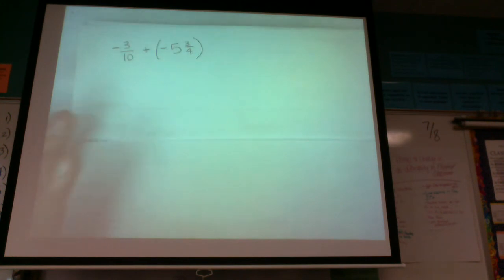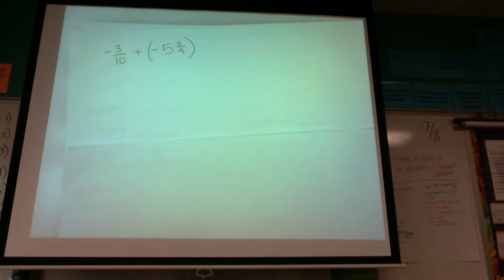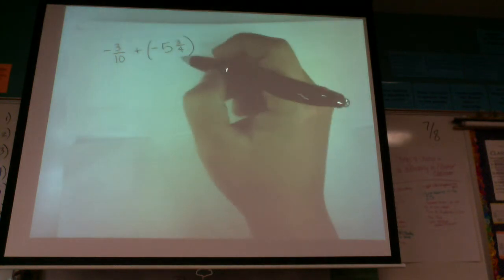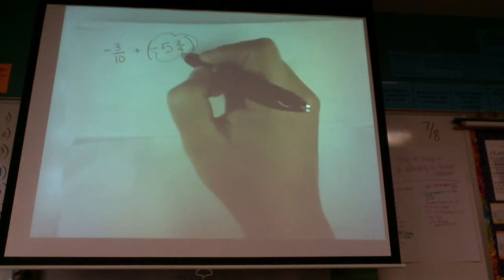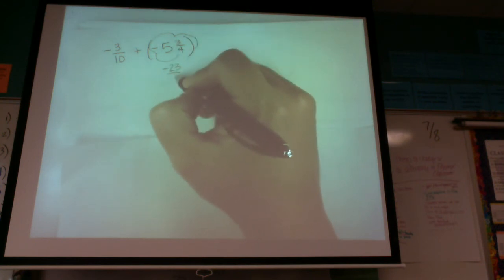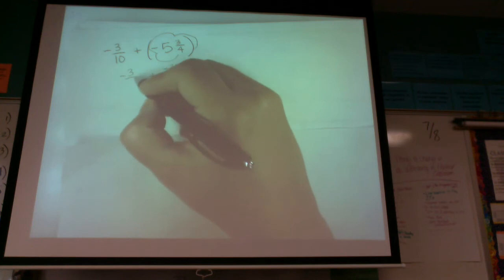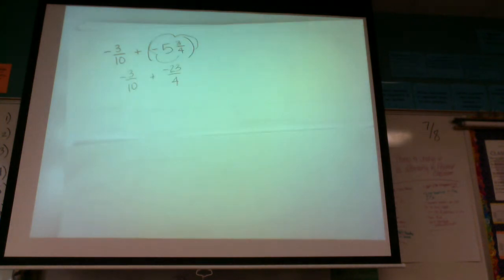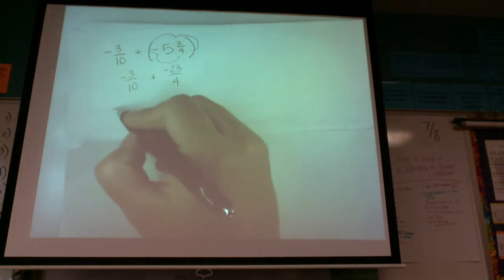Let's keep going with those. We'll do another adding one here. I have -3/10 plus -5 3/4. Okay, let's go ahead and popcorn the second fraction so that we're just looking at fractions or improper fractions right now, no mixed numbers. So that's going to be 4 times 5 is 20, so -23/4. -3/10. All right, common denominator between the two of those is going to end up being 20.